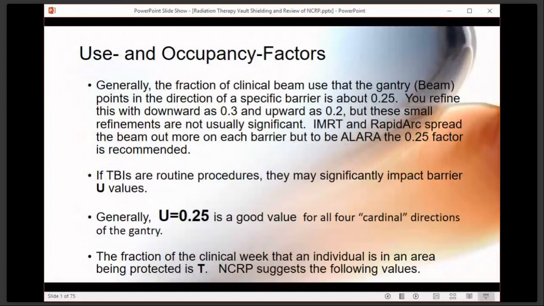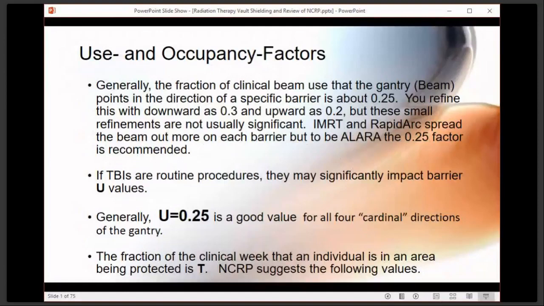Now, sometimes I'll use 0.3 for downward pointing the floor because you're doing an awful lot of work, hopefully doing your QA and annual calibrations with the beam pointing down. But upward is slightly less common, so it's 0.2, but basically 0.25 as a barrier use factor is what is recommended. Now, IMRT and RapidArc do spread out the beam in more different oblique directions, but to be ALARA, 0.25.